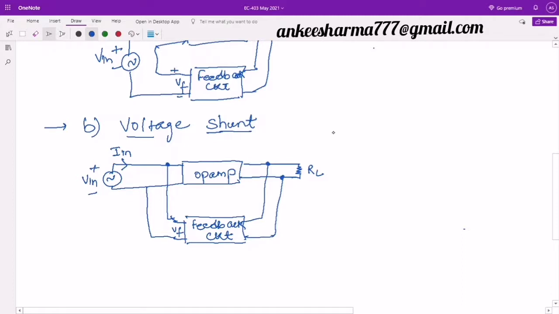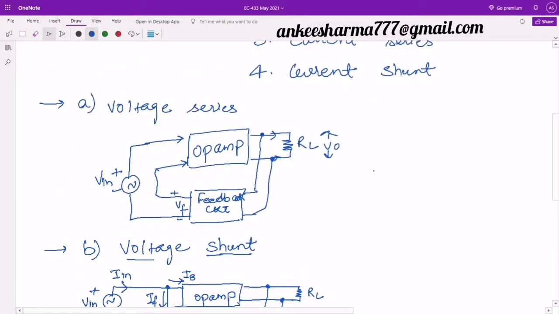If I take the case of IN, so IN is my total input current. Some part of it will go inside it. We have studied that it is denoted by IB, the base current. So I have named it IB over here. Second is the IF, that is the feedback current. So this is my voltage shunt configuration.